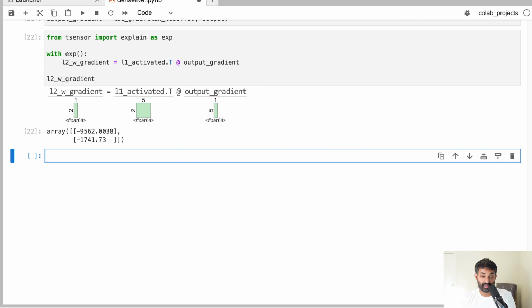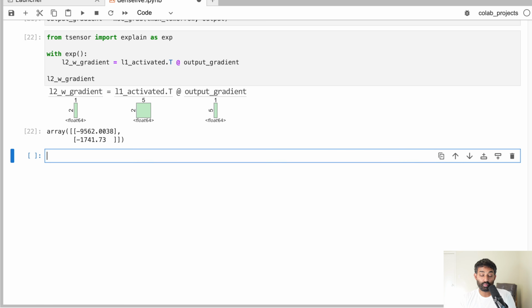All right, so you can see here we took a 2x5 matrix, that was the output of layer 1 in the forward pass, and we multiplied it by our 5x1 output gradient, which gave us two numbers, a 2x1 matrix, which tells us the gradient with respect to each of the values in our W2 matrix, our weights for layer 2. So why does this operation make sense?